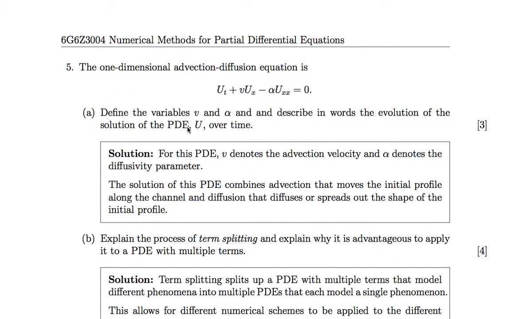What happens to the solution over time? Well, this advection term here means the initial profile moves along in the spatial direction, and this diffusion parameter here means that the initial conditions will diffuse or spread out. So it combines them both.